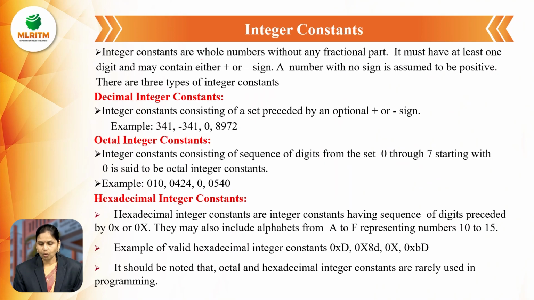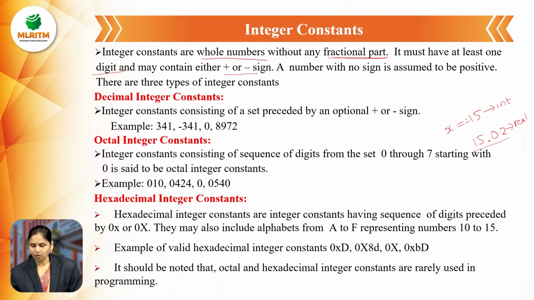Integer constants are whole numbers without any fractional part. For example, here we are using x equal to 15. 15 is an integer. When we use 15.02, then it has a fractional part. It is a real number, and 15 is an integer number. An integer constant must have at least one digit and may contain either a plus or minus sign. When we use x equal to 15, by default it is treated as positive 15. A number with no sign is assumed to be positive.